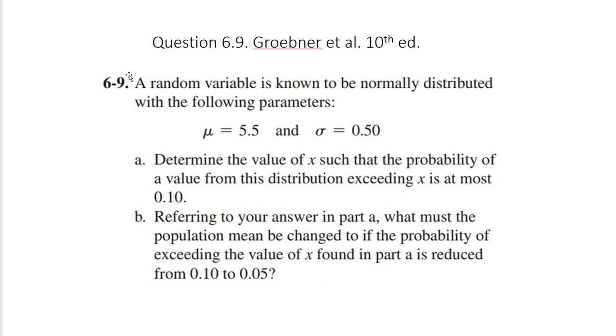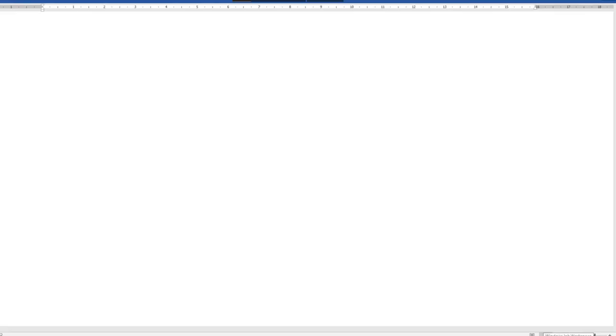Question 9 says a random variable is known to be normally distributed with the following parameters. Mean is given to you, 5.5. The standard deviation is also given to you as 0.5. Part A says determine the value of x such that the probability of a value from this distribution exceeding x is at most 10%. Let's see what the question is actually asking you. It may look complicated, but it's actually not.